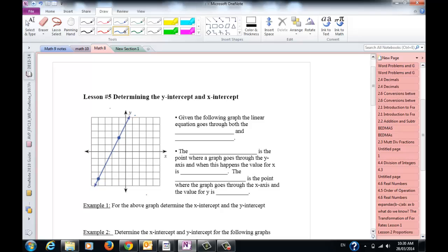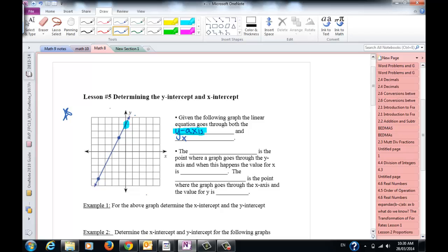Today we're going to look at finding the y-intercept and the x-intercept. And these are just special points on our graph. So we're going to start by looking at this graph here. And there's some special points on it. And they occur when our graph, our linear equation, goes through the y-axis. And notice that that happens right here.